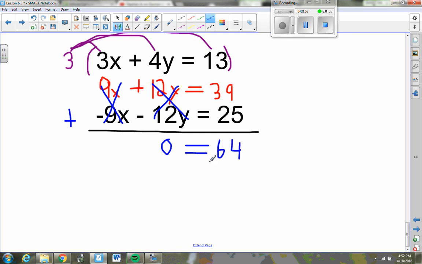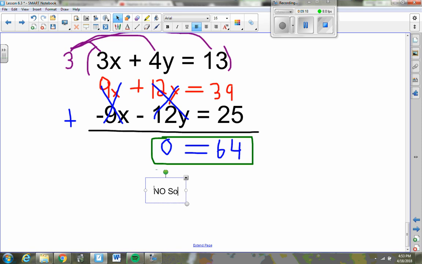Okay, so now look at what's left here. And I'm supposed to be solving for one of my variables, but I don't have any variables left. So remember, when all of your variables disappear, you have two choices, right? No solutions or all solutions, and we decide that by looking at what's left. 0 equals 64. Is that a true statement? No. So I say no solutions.